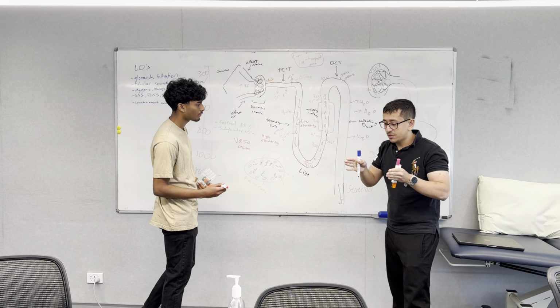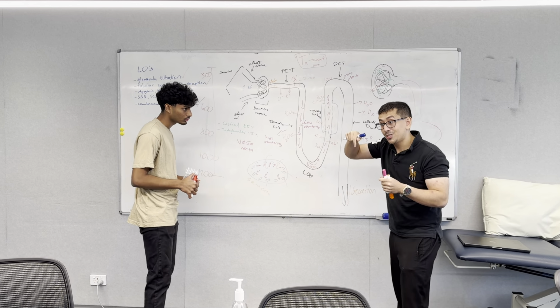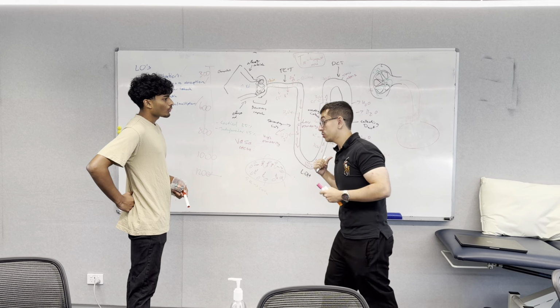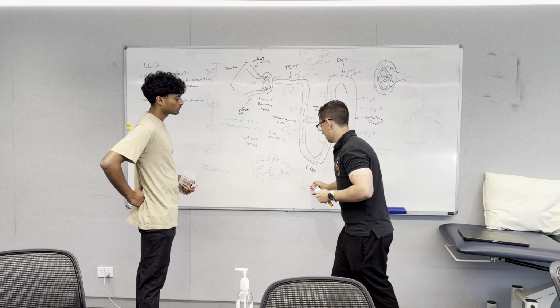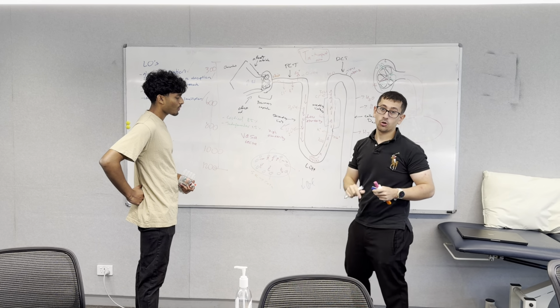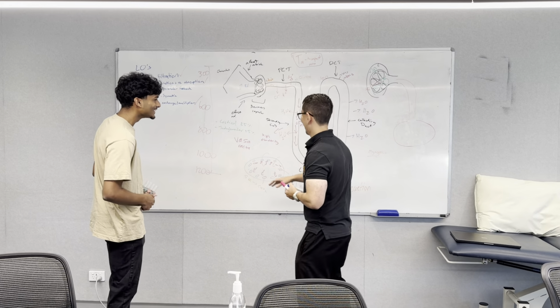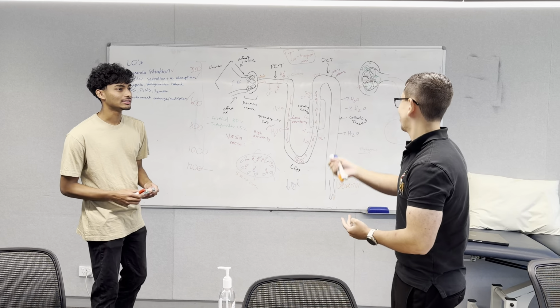So if we constrict the vessels, yes, we're increasing the pressure, but we're actually decreasing the blood flow. So when we constrict these vessels through myogenic response, we're actually decreasing the overall blood flow to the nephrons. So that's the myogenic response.